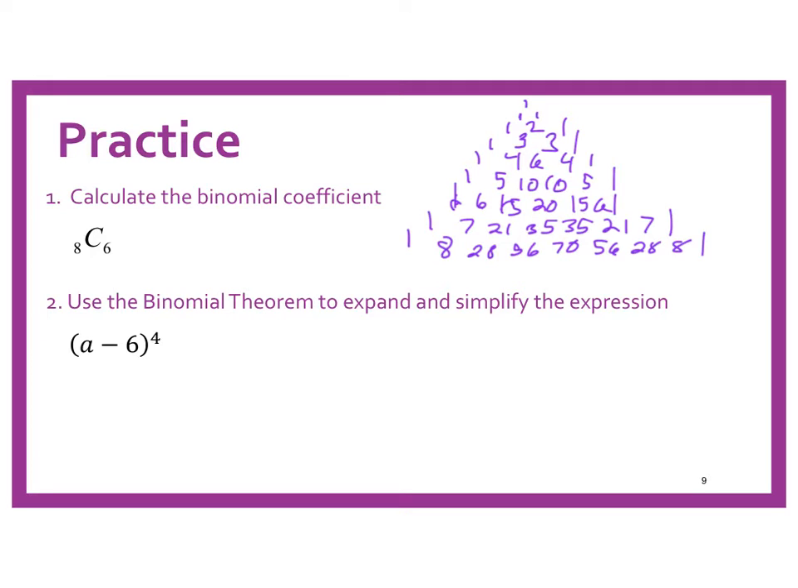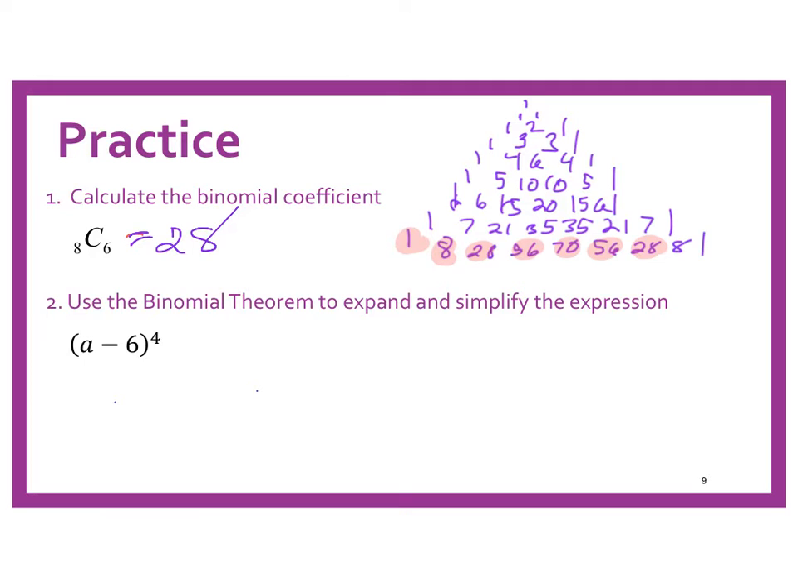So now I want the 6th term. So 0, 1, 2, 3, 4, 5, 6. That's the 6th term. So my answer is 28. That's one way to do it. Okay, I could also have used my other form, the formula I gave you last class, or the class before that.